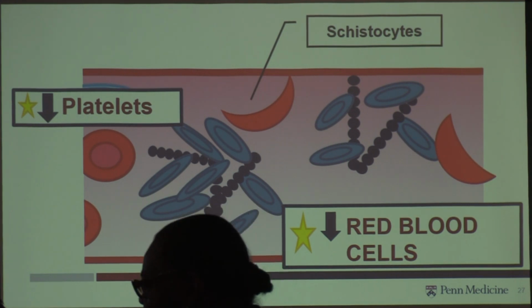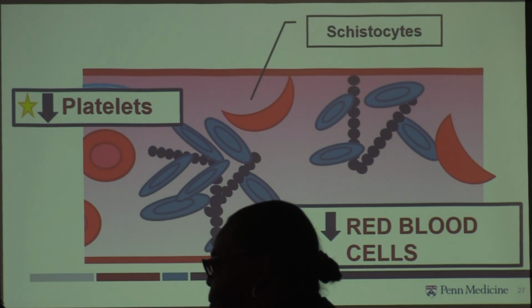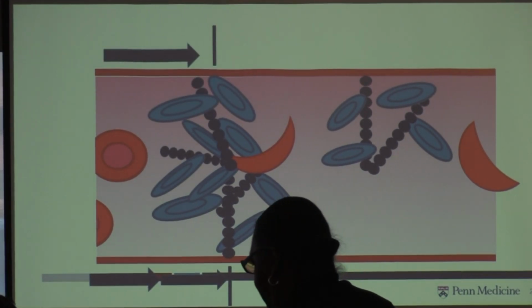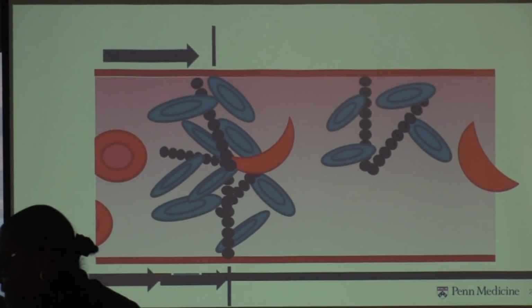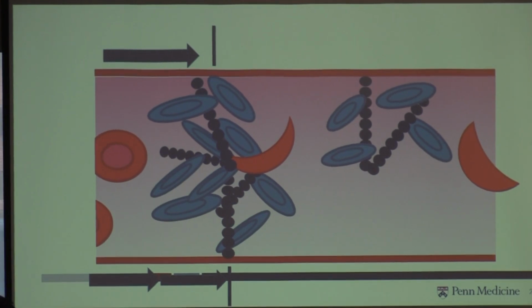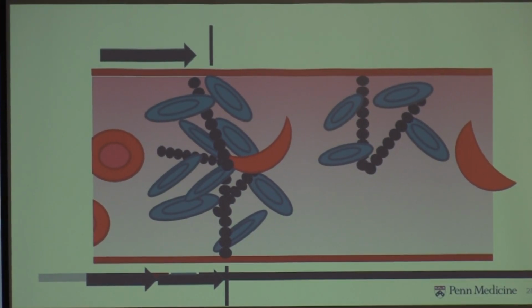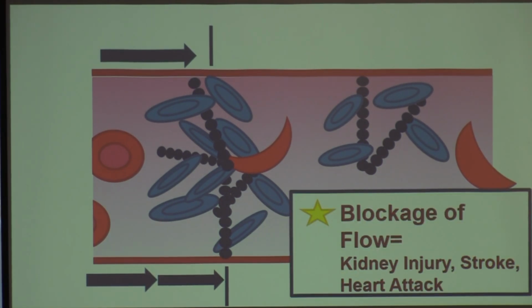You get these weird appearing red cells, which are schistocytes, and that's what causes the anemia. And then furthermore, when you have so many platelets getting caught up there, you don't get good blood flow. And when you don't get good blood flow, you can get things like stroke or kidney injury. And that blockage of blood flow is exactly what's causing that.